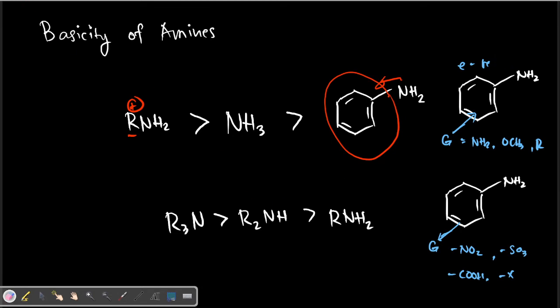Yung isa ay yung ating electron releasing. And yung isa naman ay yung ating electron withdrawing. Shortcut ko na lang ha. Okay. So, ano yung magiging effect nito? Ano yung magiging effect nung pagkakaroon ng electron releasing at electron withdrawing groups dun sa ating mga aromatic compounds?